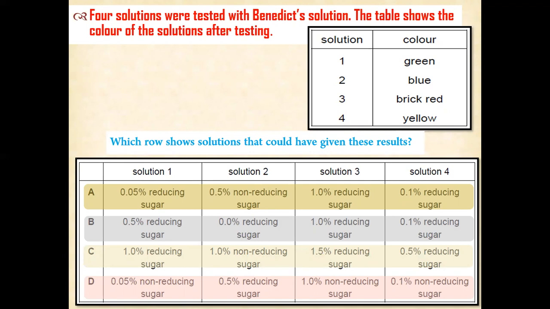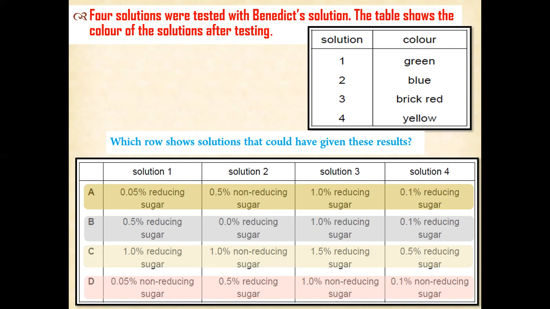The solution number 3 is the brick red, and the 4 is the yellow. Now, the examiner is asking which row shows the solution that could have given these results. So there are four rows given. These are the four options, and we have to select the correct option according to our concept.